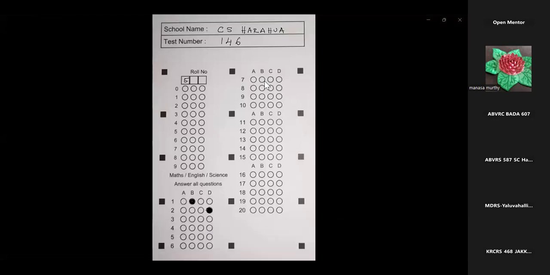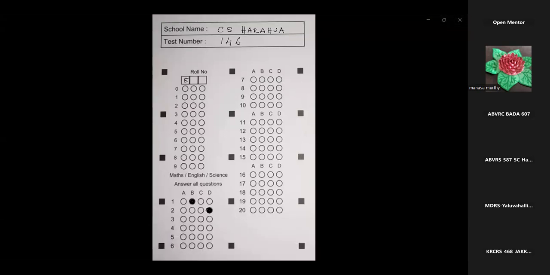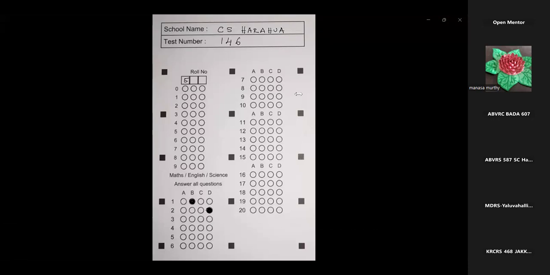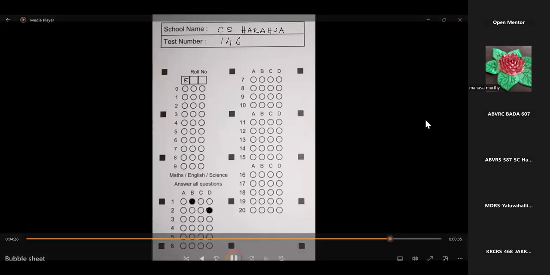For the right answer, based on the question, you should shade the correct bubble. Like this, all the 20 questions you will be shading. Do not write anything else on the bubble sheet. This is very, very important. Do not write your name. Do not write your class. Do not write your section. Only school name, test number and roll number should be there.